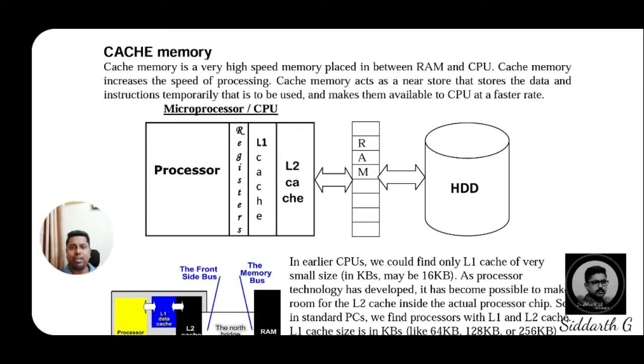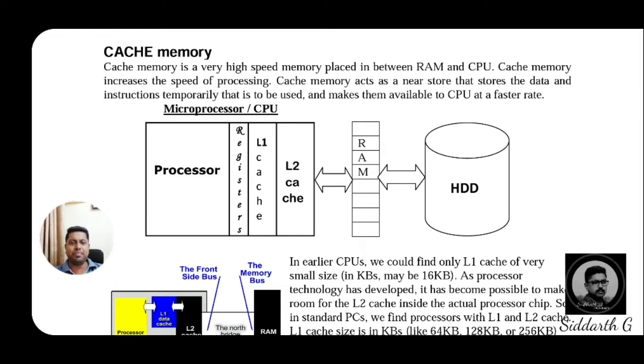The cache memory increases the speed of the processing. Cache memory stores the data and the instructions temporarily. The data to be used is made available to the CPU at a faster rate. That means it will store the data temporarily, and whenever you need it, it gives the data and is very fast to access. That's why it is much faster than RAM and ROM.